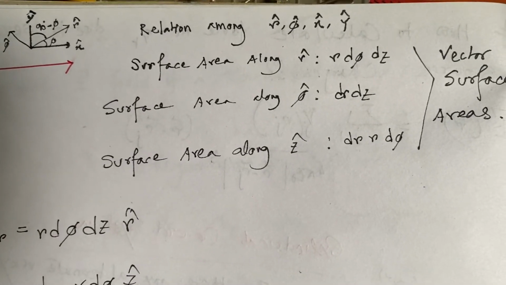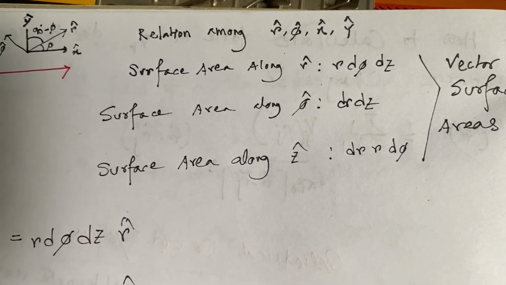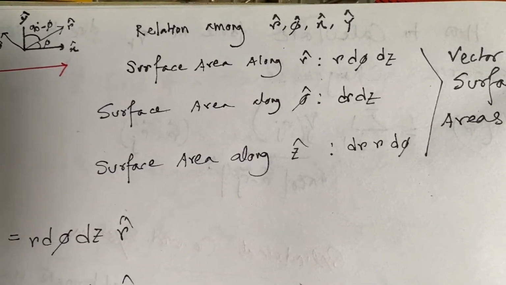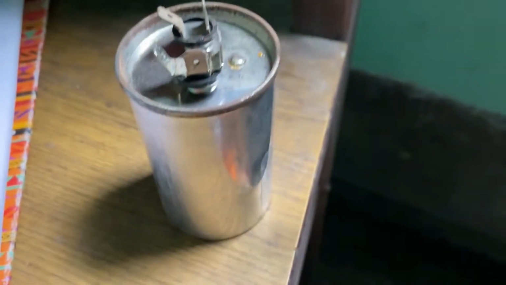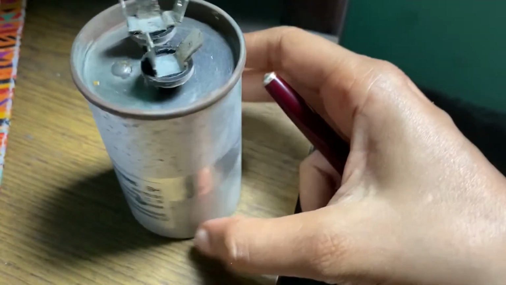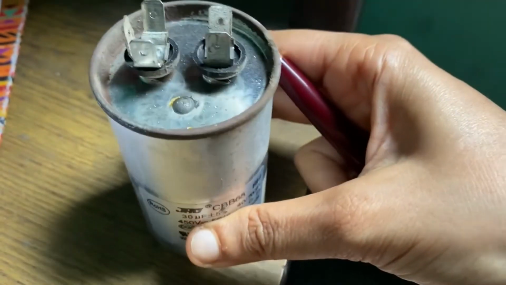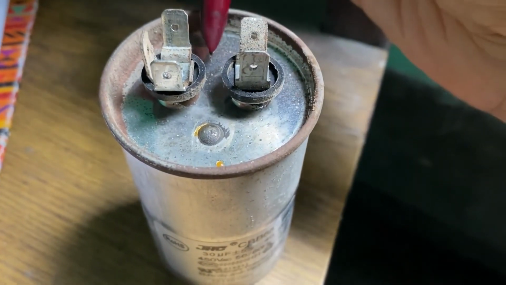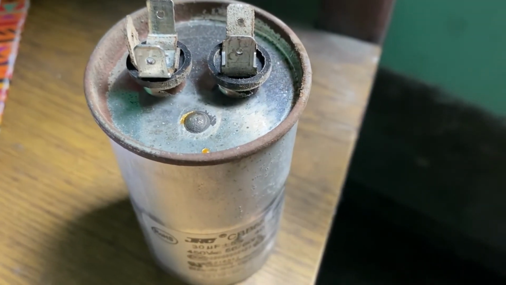First we need to find out the surface area along r, phi and of course the z direction, because we are still in 3 dimensions. Suppose I am taking this 3D cylinder. Now along this direction, if I move starting from the center, in this direction r is increasing.